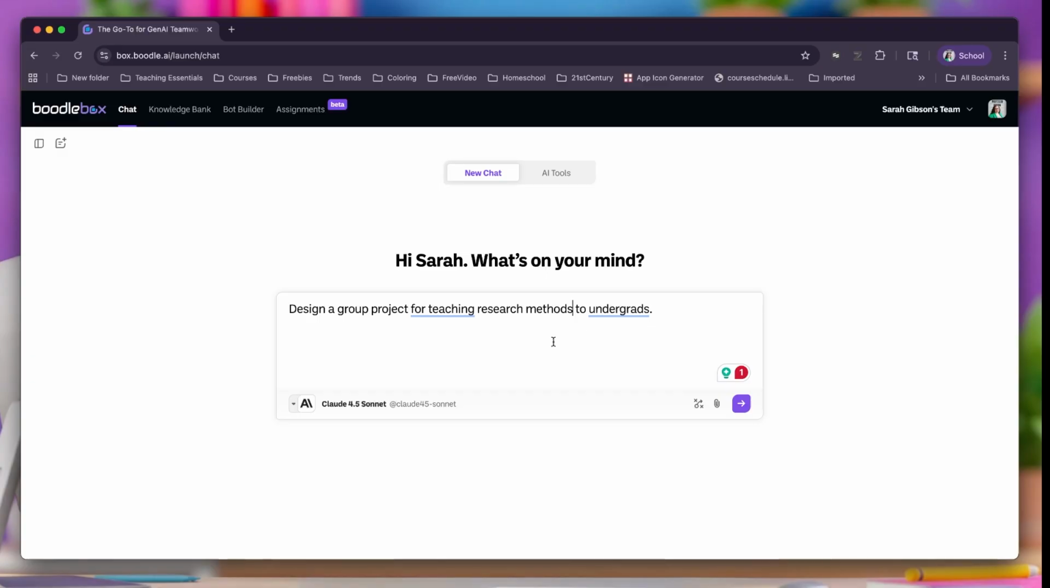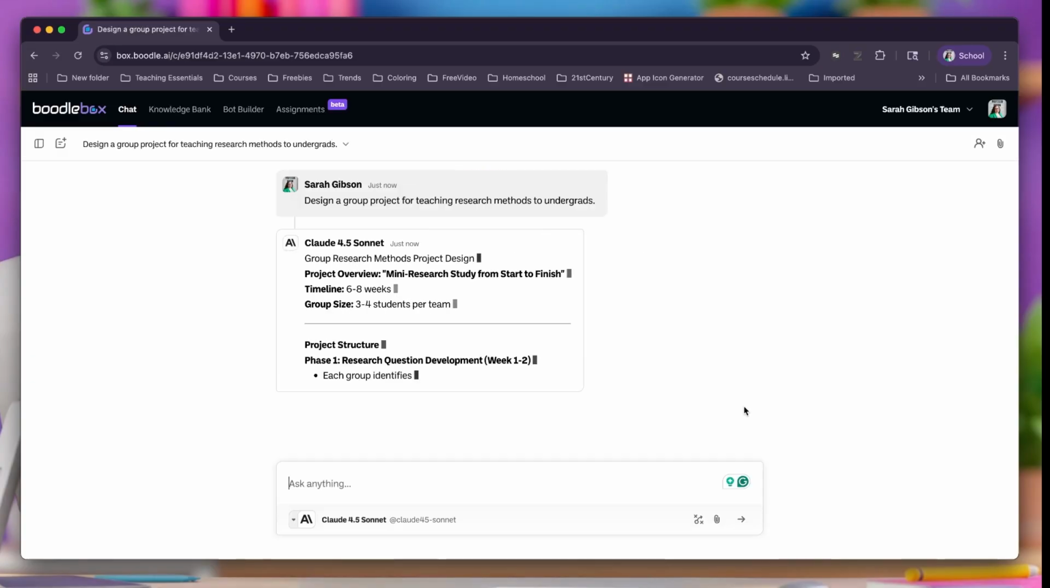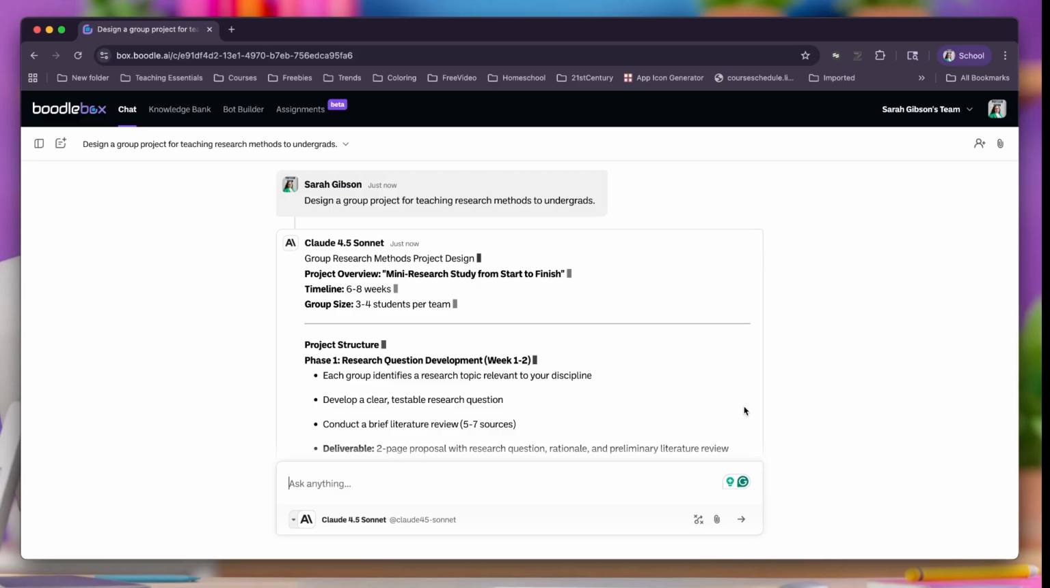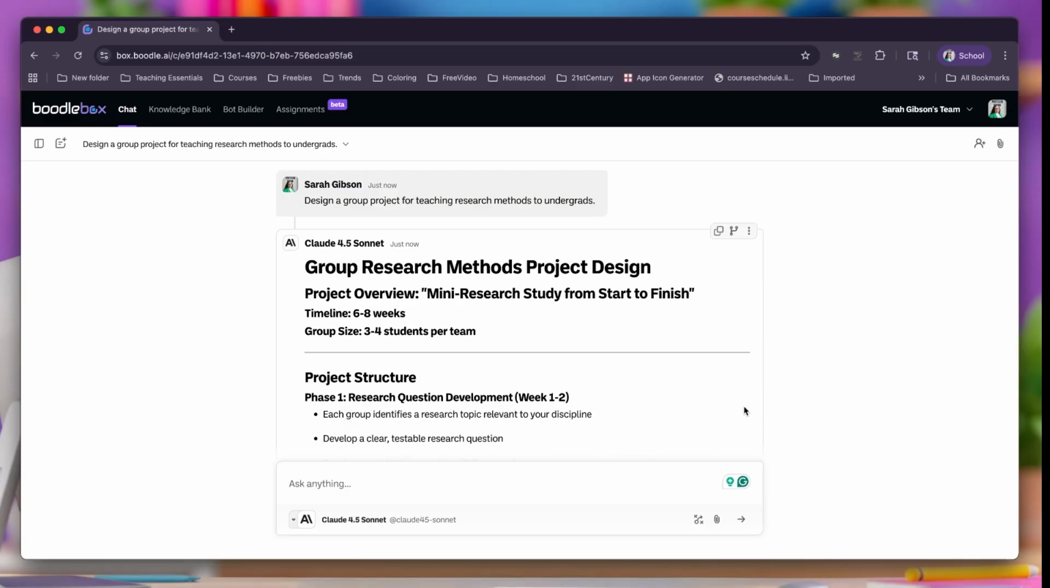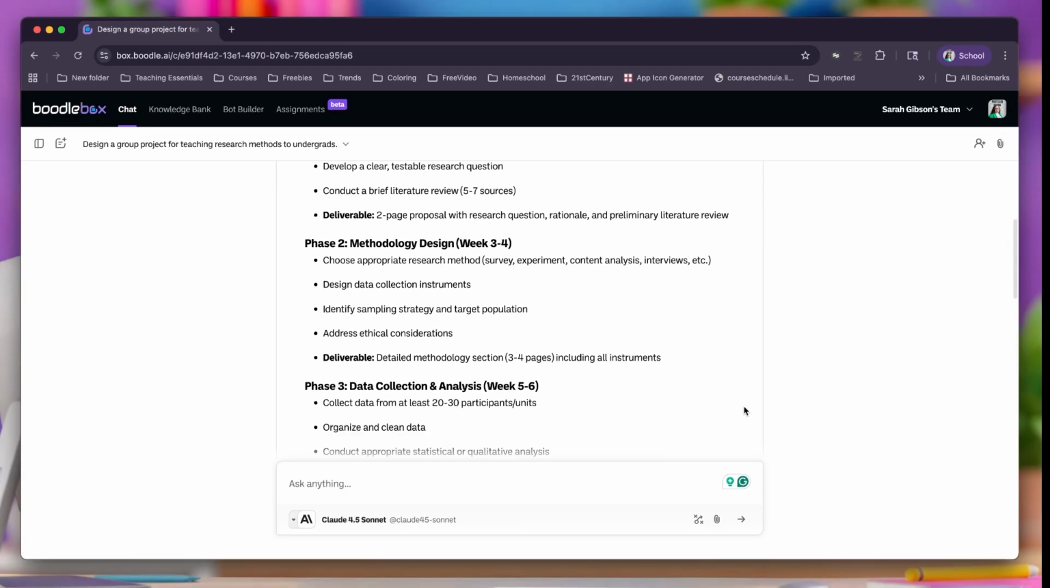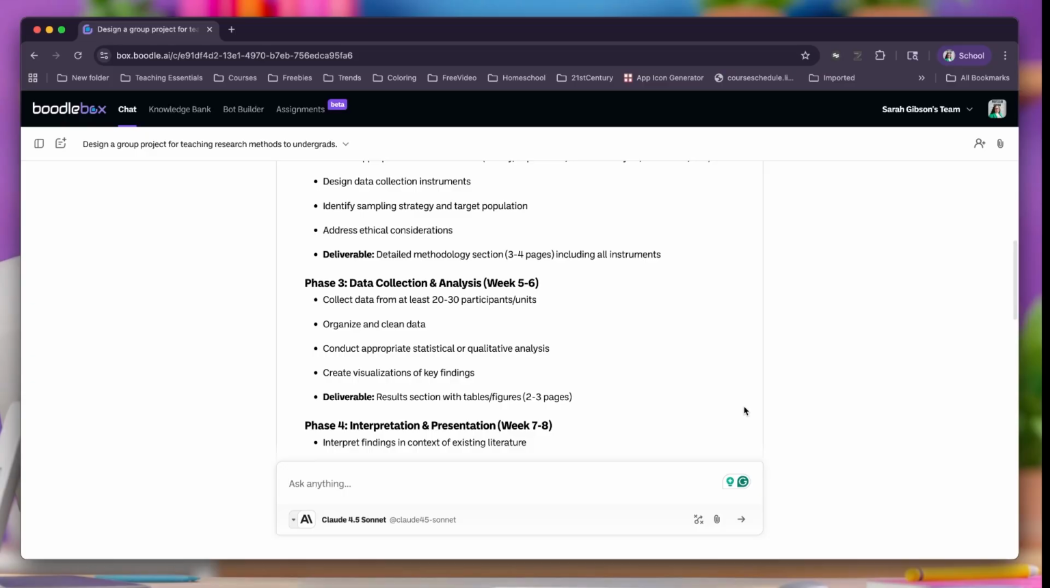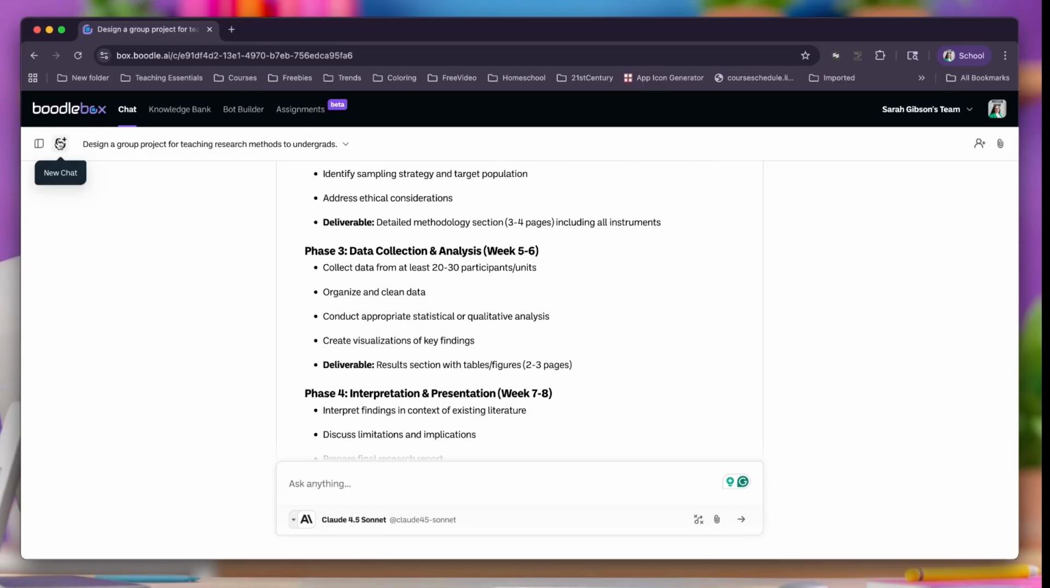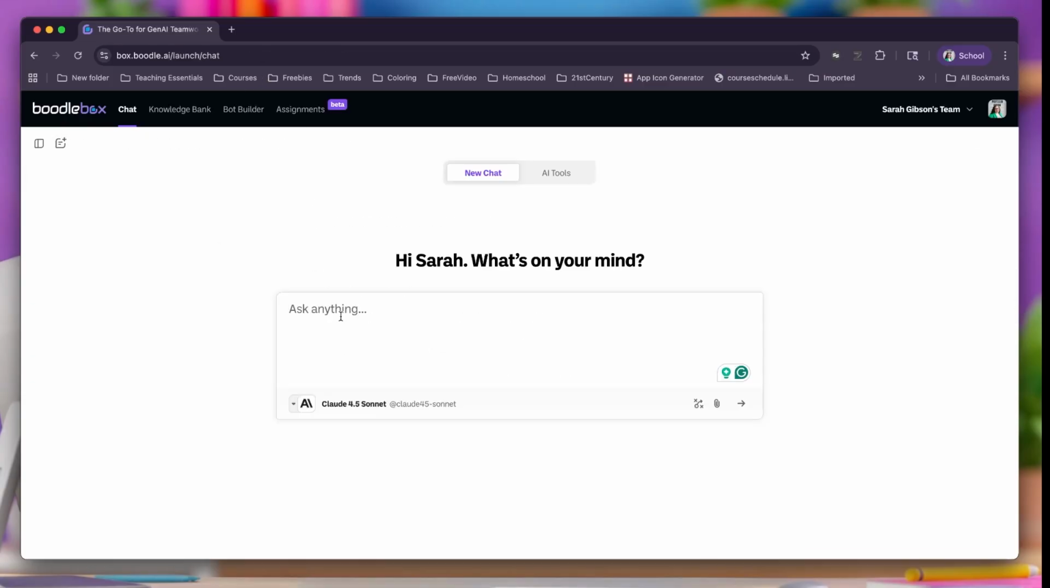Design a group project for teaching research methods to undergrads. So Claude gives you a really solid approach, but the question is, is it the best one? Now let's add the comparison prompt.